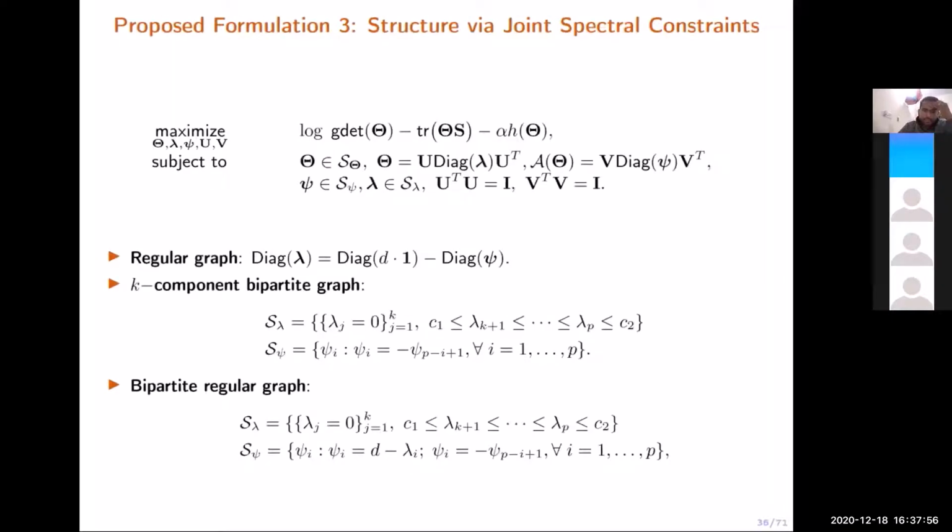Next is the third formulation, where we put constraints on both matrices: theta, that is the Laplacian matrix, and A of theta, that is the adjacency matrix. With this formulation, we can enforce these complicated structures, which are otherwise very difficult to impose. Before our paper, there was no existing paper which could enforce bipartite and regularity simultaneously, or the k-component constraint and the bipartite graph constraint simultaneously. So these are the three main formulations.